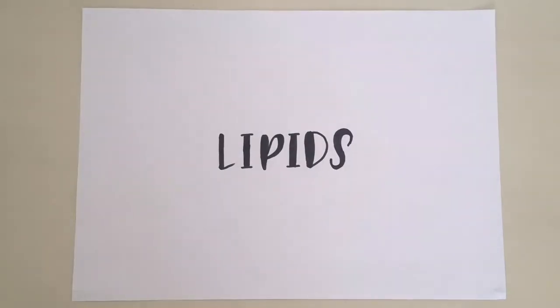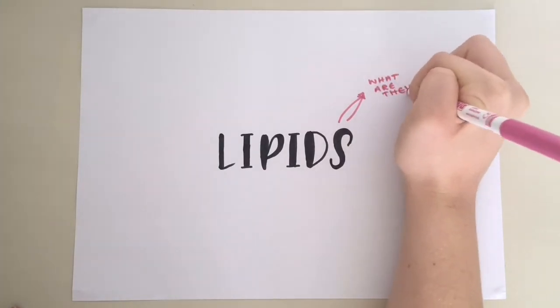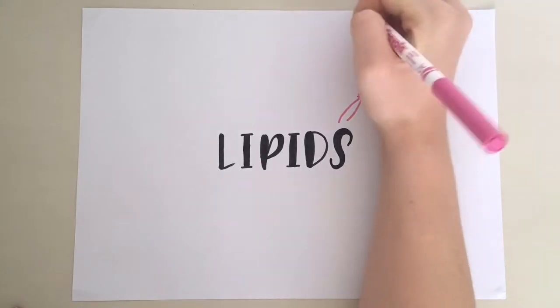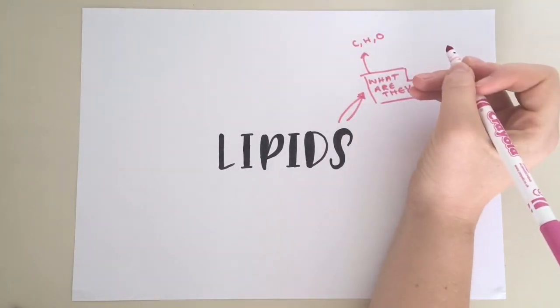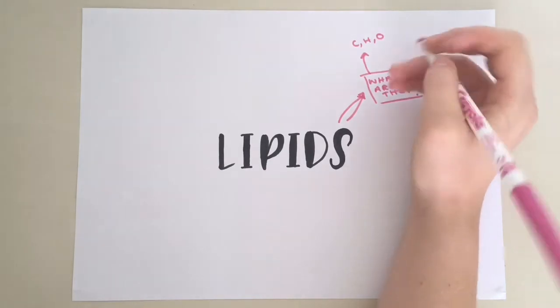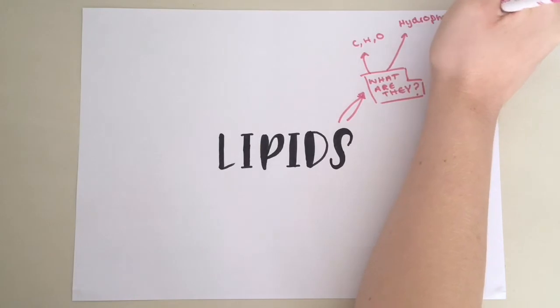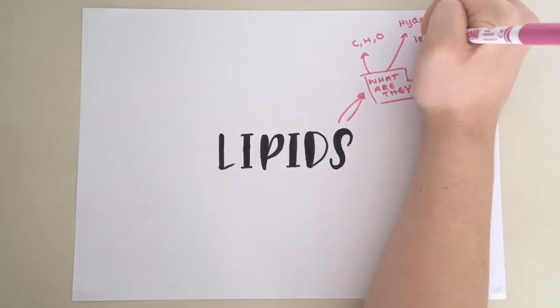Lipids. First off, we'll start by discussing what lipids actually are. So lipids are molecules made up of carbon, hydrogen and oxygen, like carbohydrates, except there is a lot less oxygen. They are hydrophobic, meaning water-fearing, which means they are insoluble in water.